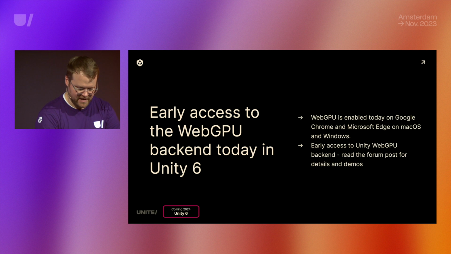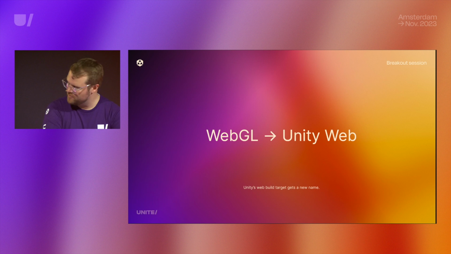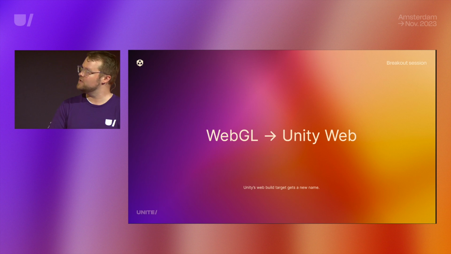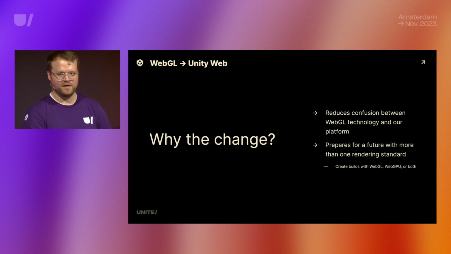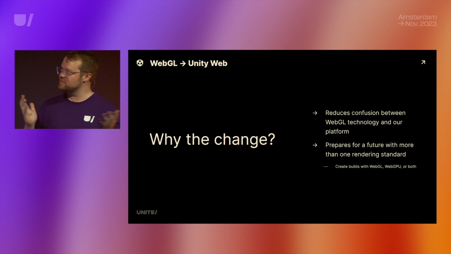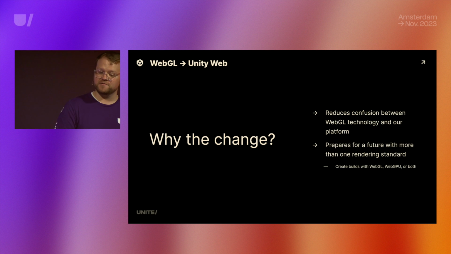Now, we have one more thing to announce today. The platform of WebGL is now known as simply Unity Web. Why are we changing this? Well, we want to separate WebGL, the technology, and Unity's web platform. We also want to prepare for a future with more than one rendering standard, as Anthony just gave a glimpse into the future with WebGPU. You'll be able to create a build using WebGL, one with WebGPU, or a single build with both.